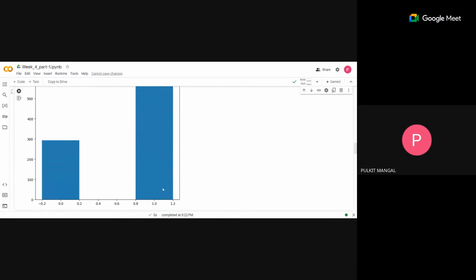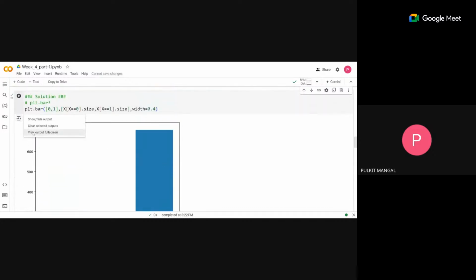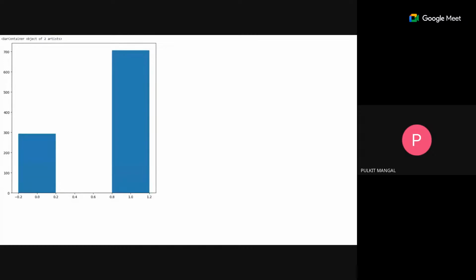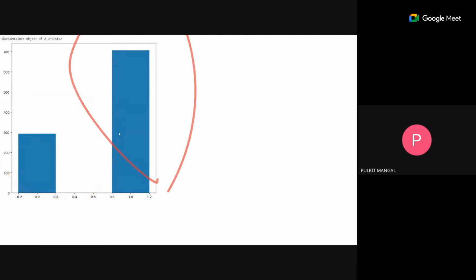This cell created this bar graph. If you are not able to see, this is how the bar graph will look. I hope it is clear.